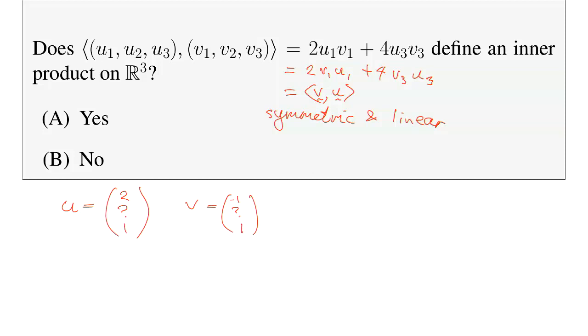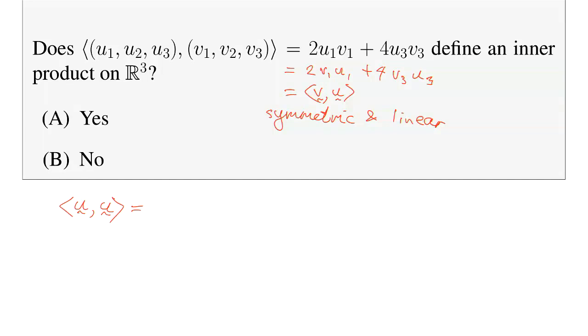Hang on. How is that going to work? All right, let's think about it systematically. If we're trying to prove positive definiteness, we only actually need to consider one vector, because we're interested in the question: is that thing always non-negative? And if so, does it only vanish when u is 0? That's what we're interested in.